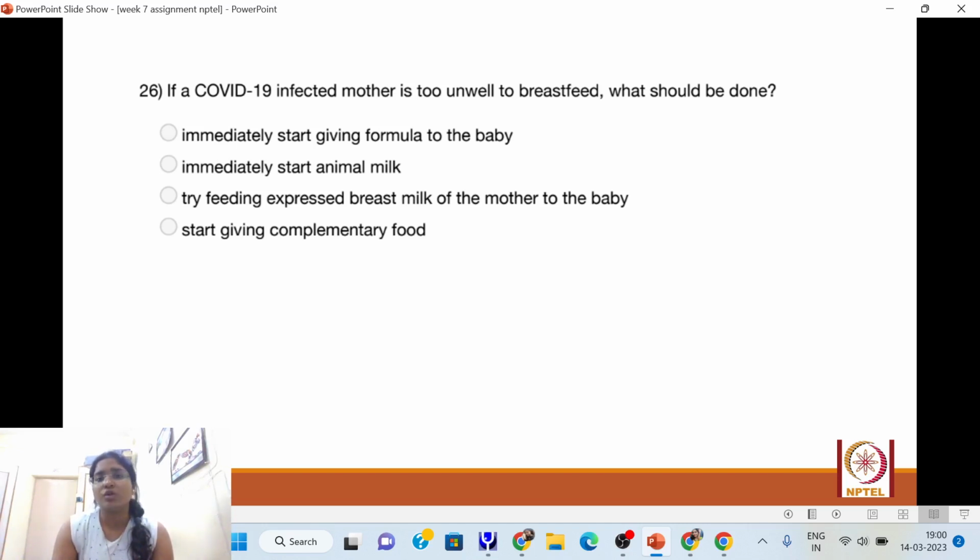Immediately start giving formula to the baby. Immediately start animal milk. Try feeding expressed breast milk of the mother to the baby. Start giving complementary food.